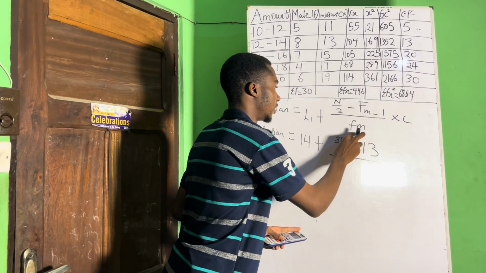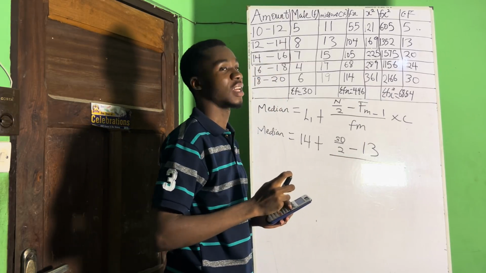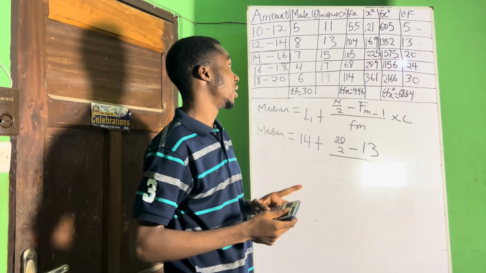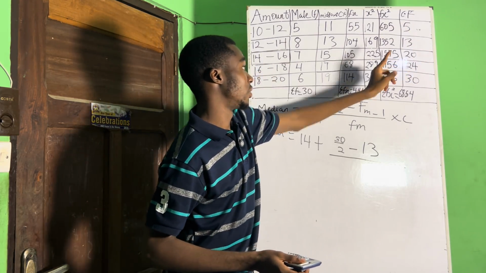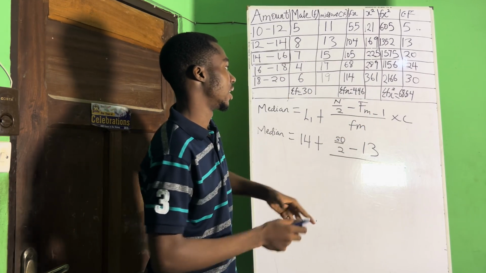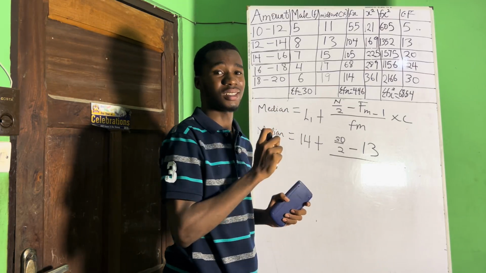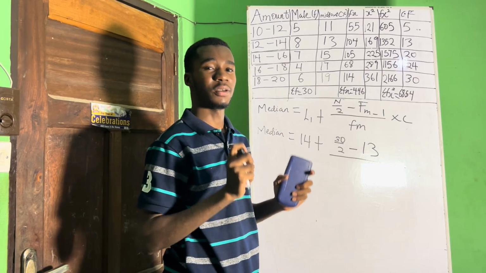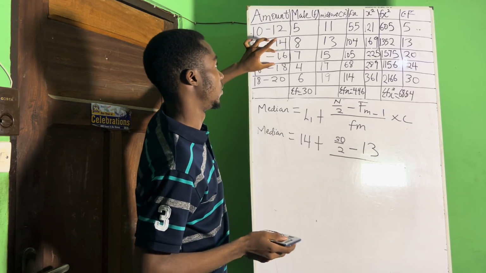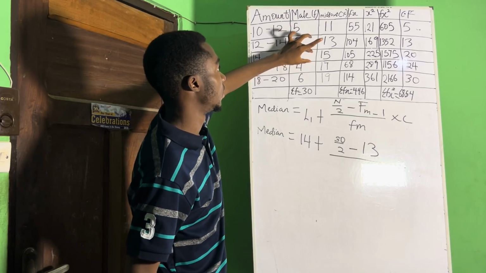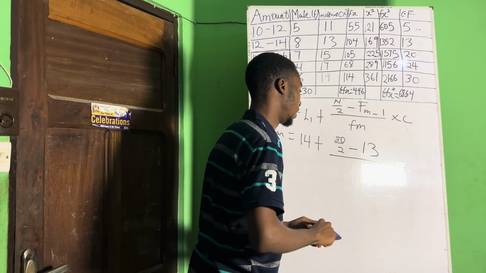You get it? Over f m. This is small f. This one was capital. So when you see the small f, they are talking about the actual frequency. The capital F is talking about cumulative frequency, and small f is talking about the actual frequency. And this one, you don't see minus 1. Do you get it? So if there's no minus 1, it means the frequency of the median class. So this is the median class, 14 to 16. You already established that. Then the frequency of the median class, which is our f, is 7. So over 7.